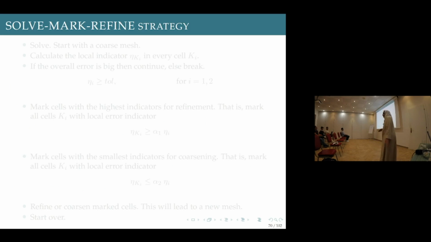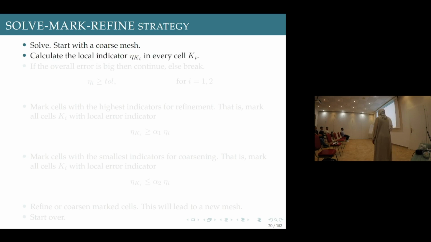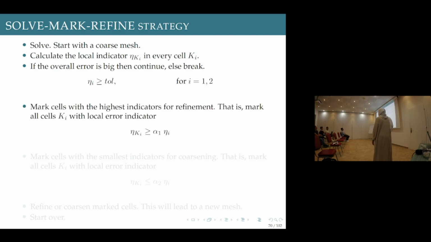I think everyone knows how to do the adaptivity, but just a reminder, we're using a solve, mark, refine strategy. So we start by solving in a coarser mesh. We calculate all the local indicators in each element, and then we check the overall indicator. If it's met tolerance, we can break the loop. If not, we have to continue.